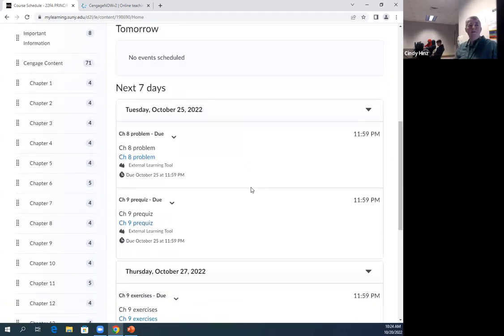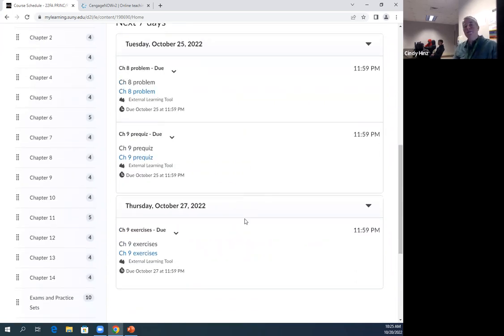Next class day would be Tuesday. We'll be moving on to chapter 9. So you should be finishing up the chapter 8 problem and submitting that, as well as the chapter 9 pre-quiz. Next Thursday, we'll finish up chapter 9. Chapter 9 is the third and final chapter for exam 3. So you'll be submitting the exercises on Thursday, the 27th. Then the problem will be due on November 1st.